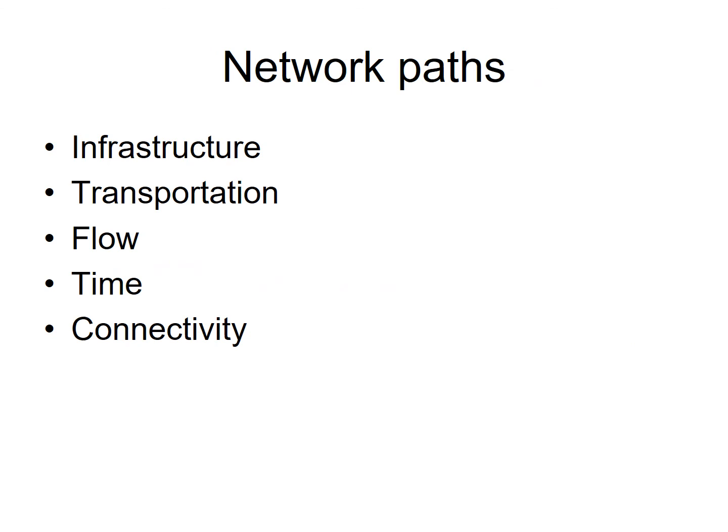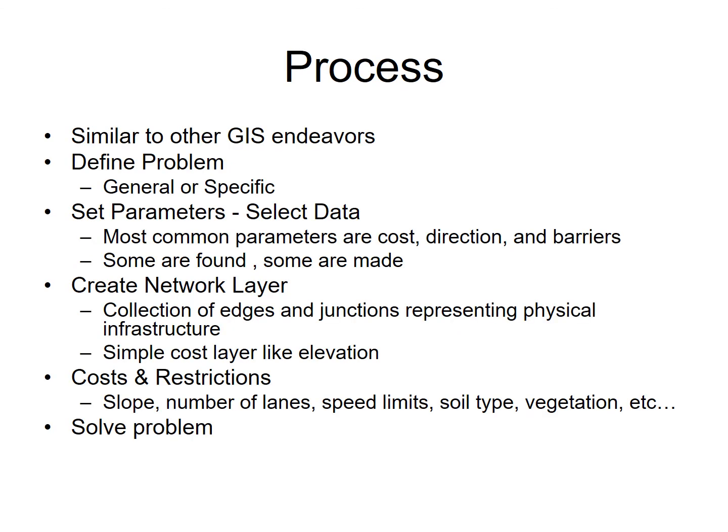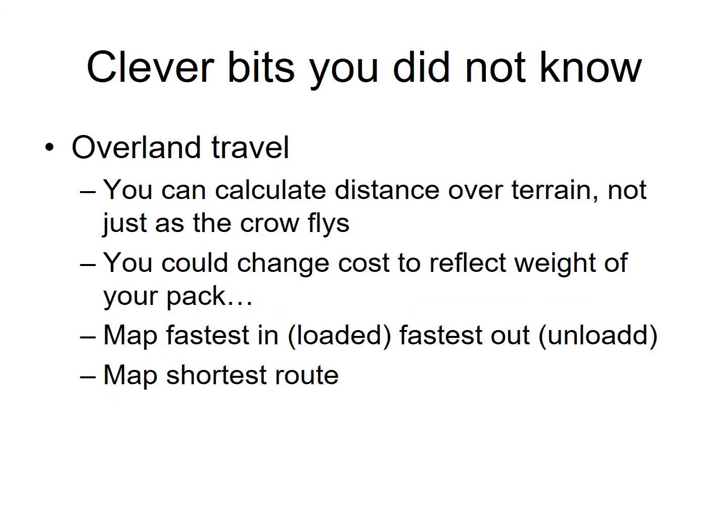Network paths, things like infrastructure, transportation flow, time, and connectivity. Process is very similar to other GIS. You have problems, you have parameters. You create a network layer that's full of edges and junctions that represent physical infrastructure like roads and such. You have cost layers of things like elevation. You combine all this to solve your problem. Overland travel is calculated by the distance over the terrain, not as the crow flies. You can change cost to reflect weights of your pack. You can map fastest loaded versus unloaded. Or you can map shortest.